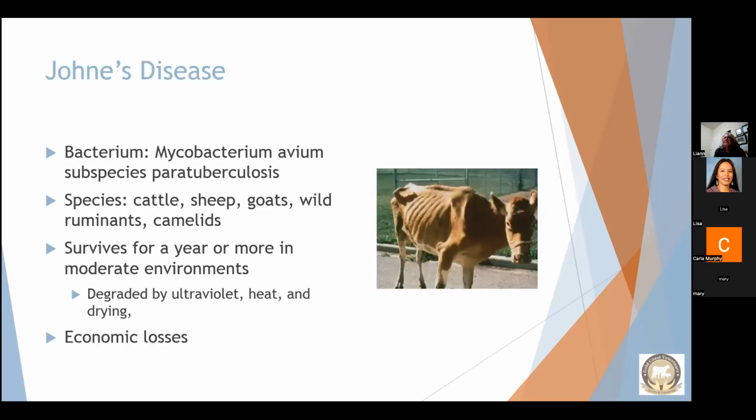We'll start with Johne's disease. This disease is caused by a bacterium called Mycobacterium avium, subspecies paratuberculosis. The species that it affects are cattle, sheep, goats, wild ruminants, camelids. There have been some rare reports in other non-ruminants, but those are the major species. It is a hardy bacterium, so it can survive for long periods, a year or more, in moderate environments. It is degraded by ultraviolet light, heat, and drying. This is a major disease that can cause a lot of economic losses to your herd.